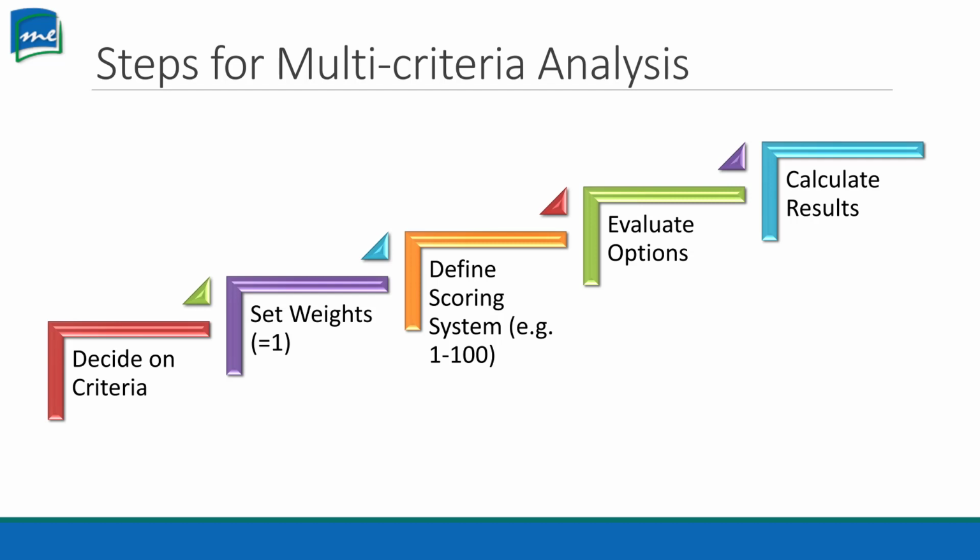Okay, then we need to define our scoring system. So are we going to make it a 0 to 100, a 1 to 100? Are we going to do a 1 to 10, a 1 to 5, a 1 to 3? What is our scoring system? Is it 1 to 1,000? We need to define this. Then we need to evaluate our options. This is where we're actually going through and evaluating all the companies, or evaluating all our alternatives here. And then finally, we're going to calculate the results, and then we'll be able to pick who we're going to choose based on those results.